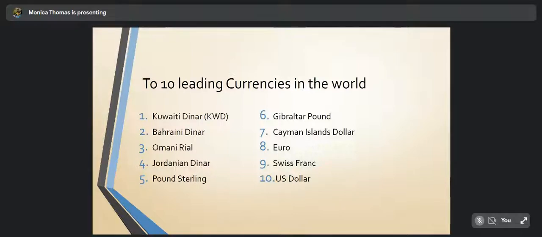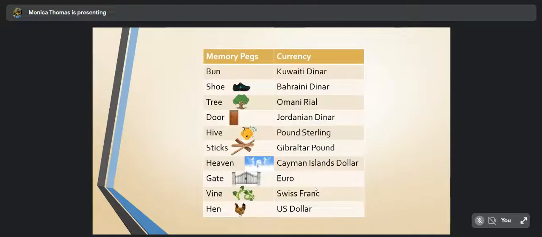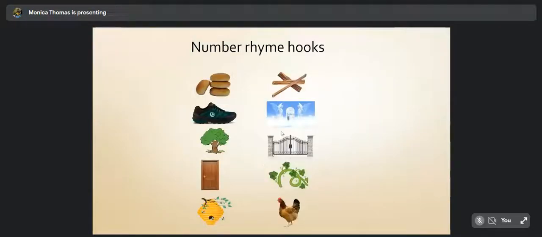How can we associate them with memory pegs? With memory pegs, these are my number hooks. One, bun; two, shoe; three, tree; four, door; five, hive; six, stick; seven, heaven; eight, gate; nine, wine; and ten, hen. Have a look at these objects. These are our visual objects. Then these are the top 10 leading currencies in the world.